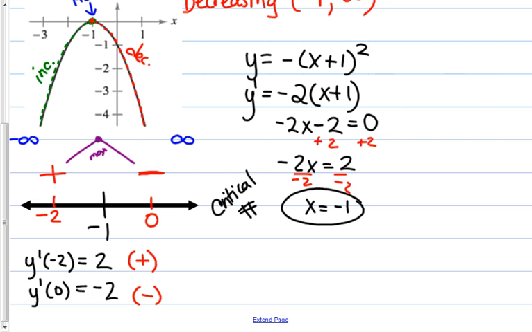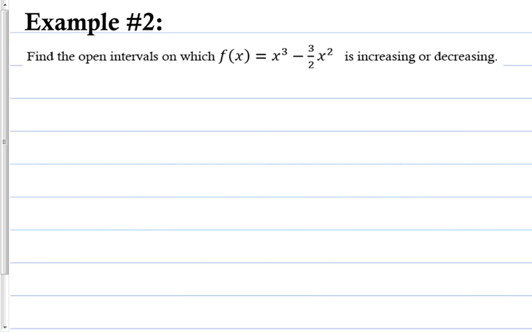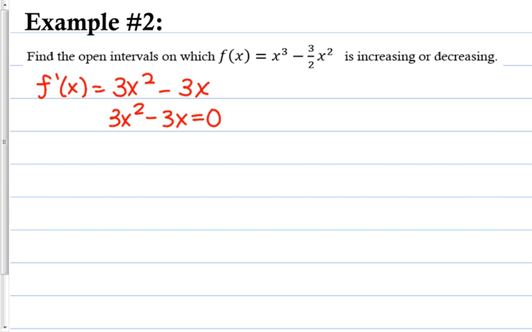All right. Example 2. Find the open intervals on which f of x equals x cubed minus 3 halves x squared is increasing or decreasing. So same idea. We're just going to do this strictly analytically using algebra, right? So derive. I get 3x squared minus 3x. So I take my derivative and I set it equal to 0. And my job here is to find when does x equal 0.